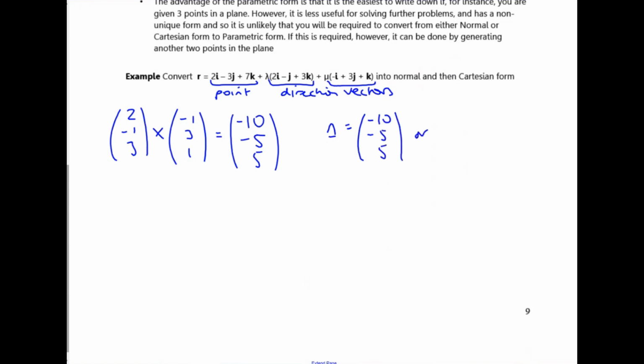Or you can use any multiple of this. So actually, I'm going to divide this by -5 and use 2, 1, -1. Or you divide it through by 5 and use -2, -1. That's fine. You can use any multiple of the normal vector because all of those are perfectly good.